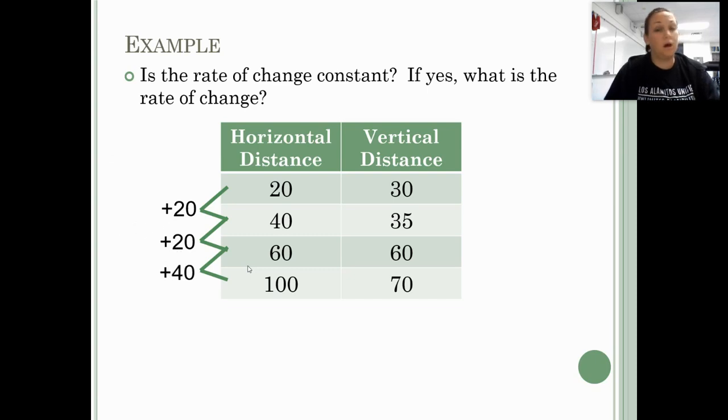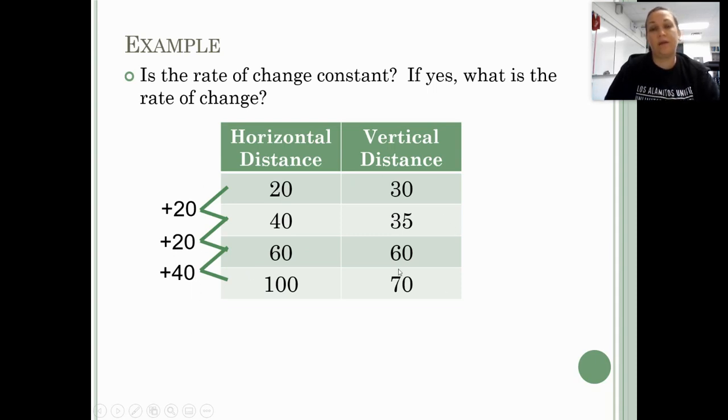Now, that does not automatically make this problem not have a constant rate of change. It's actually okay if all of your increases are not the same number. What we're going to do is set up fractions, and if all the fractions can simplify to the same number, then we're going to say, yep, this has a constant rate of change. So it's okay that these are not all the same number.